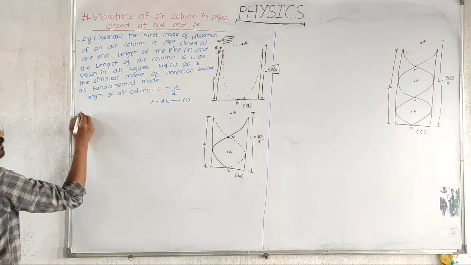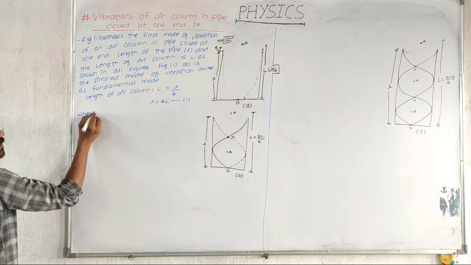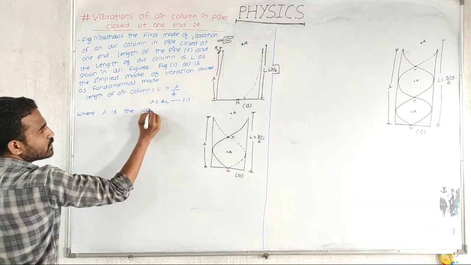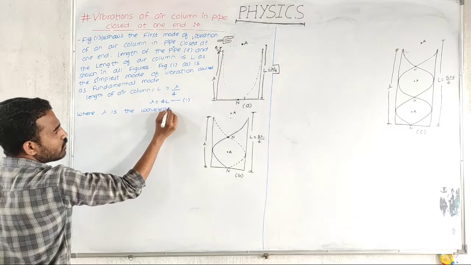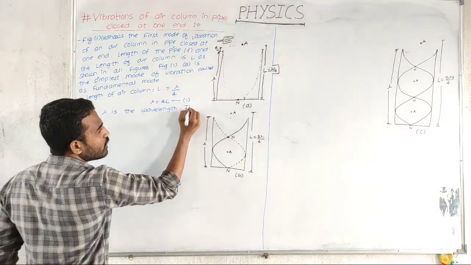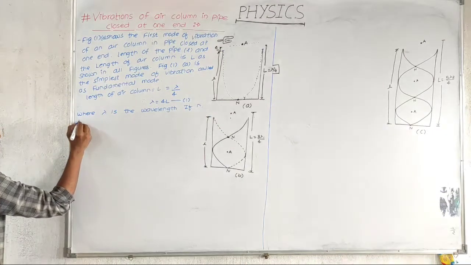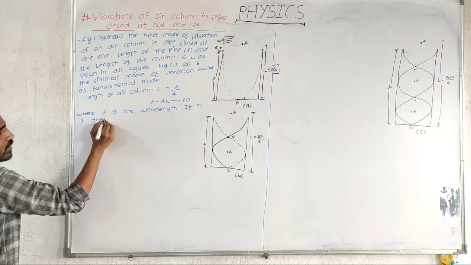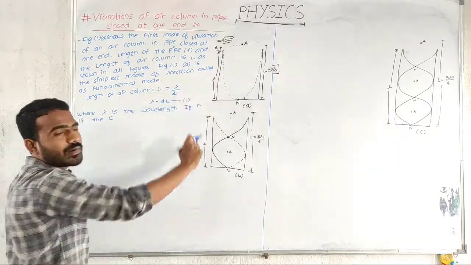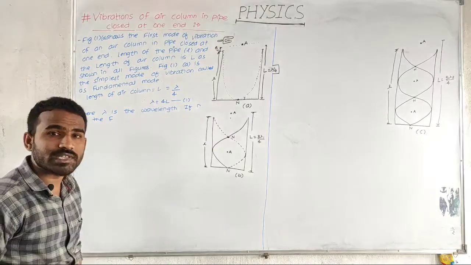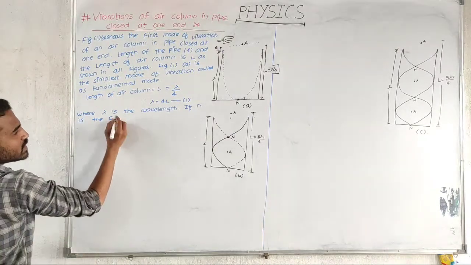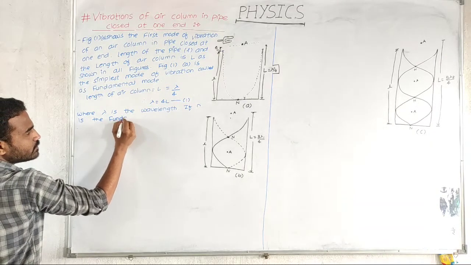Where lambda is the wavelength, and if n is the fundamental frequency. Why fundamental? Because this mode is the fundamental mode, and the fundamental mode has the fundamental frequency, as we have seen in the harmonics and the overtones.